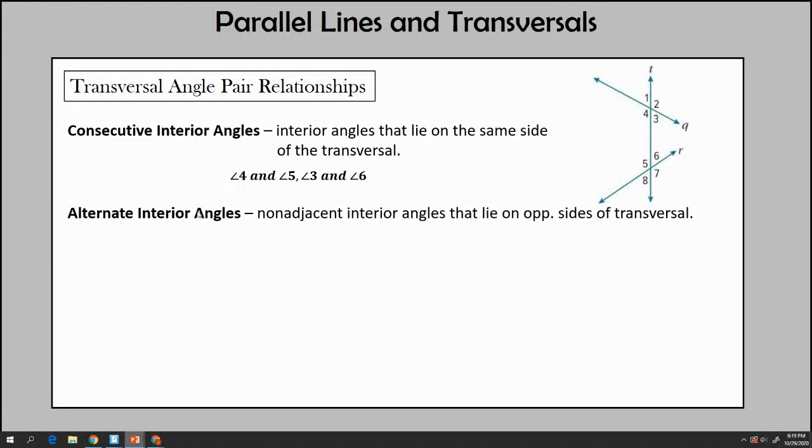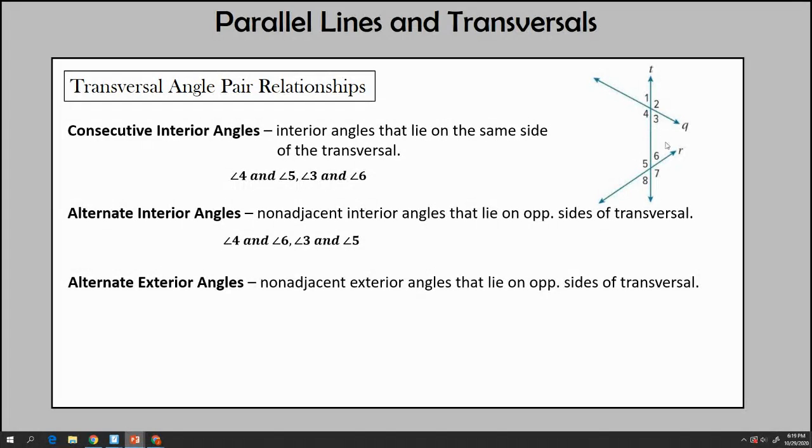Alternate interior angles. Alternate interior angles are non-adjacent interior angles that are on the opposite side of the transversal. So with alternate interiors, we're looking at interior angles on the opposite side of the transversal. So 4 and 6 are alternate interiors. 3 and 5 are alternate interiors.